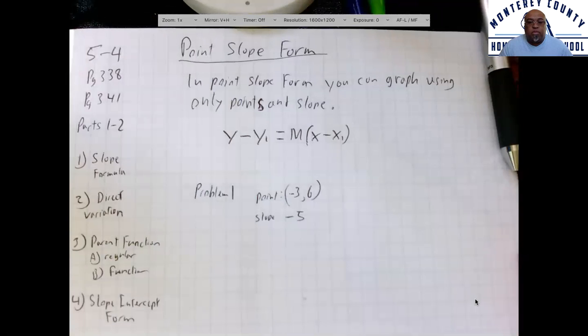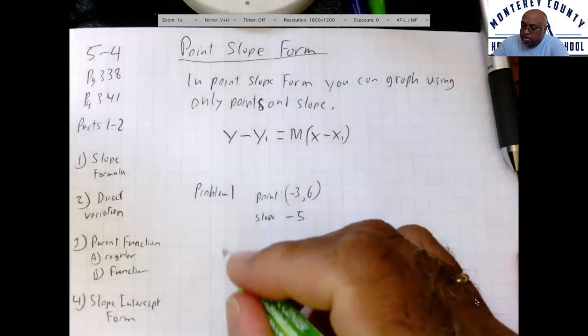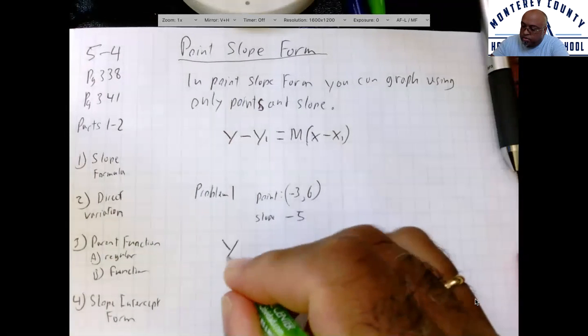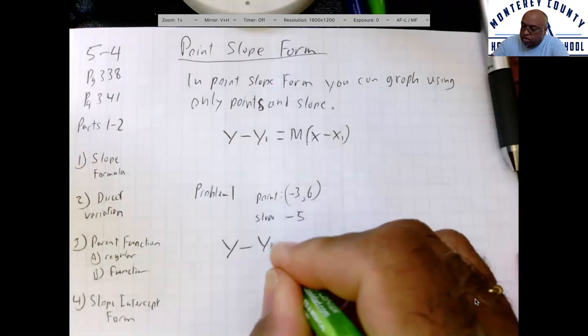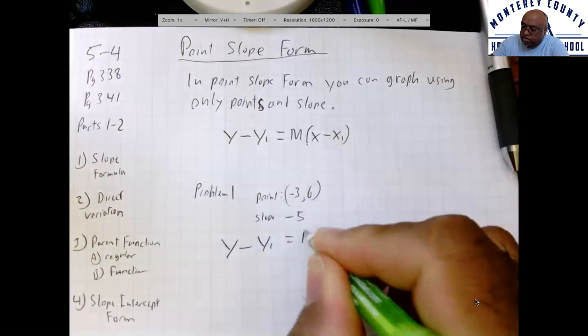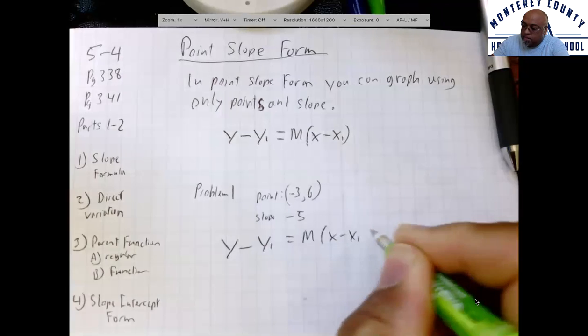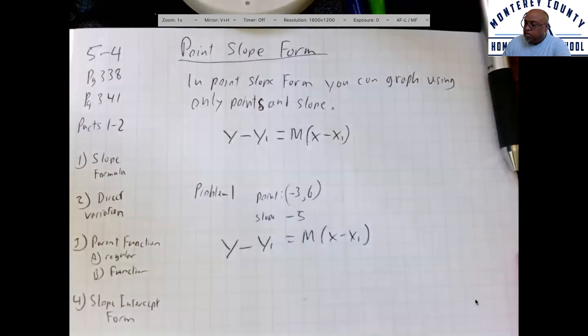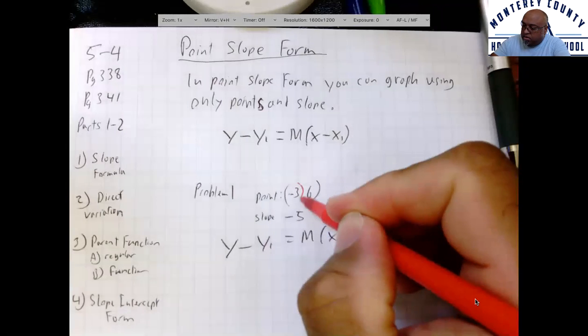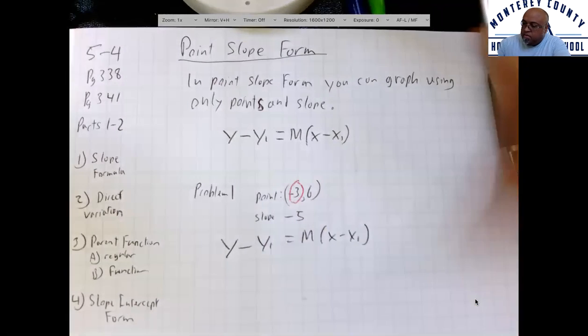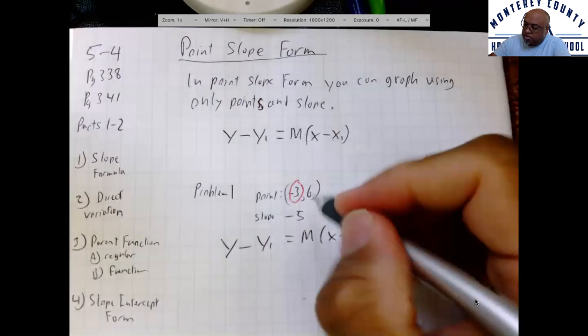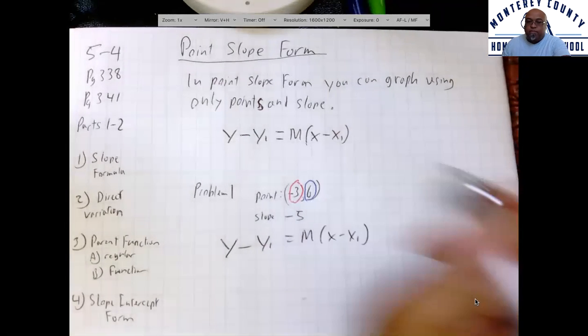If you know what the point is, and you know what the slope is, then you can substitute them into the formula. So let me rewrite the formula. Y minus y1 is equal to m times x minus x1. Okay, now this is our x value, and this is our y value.